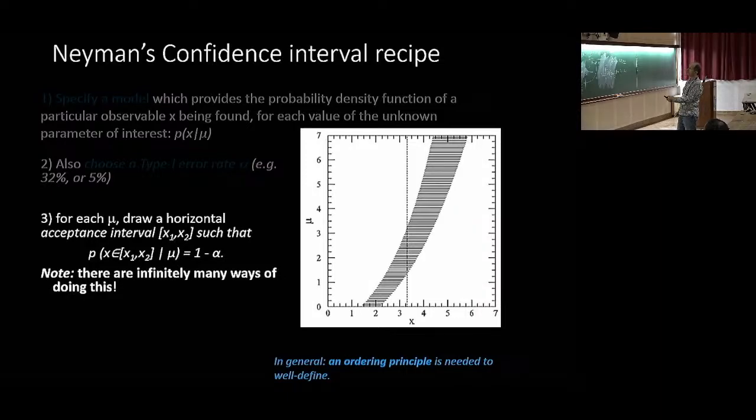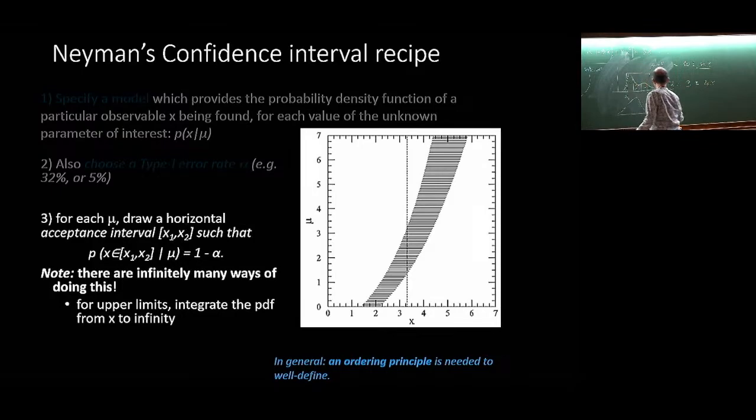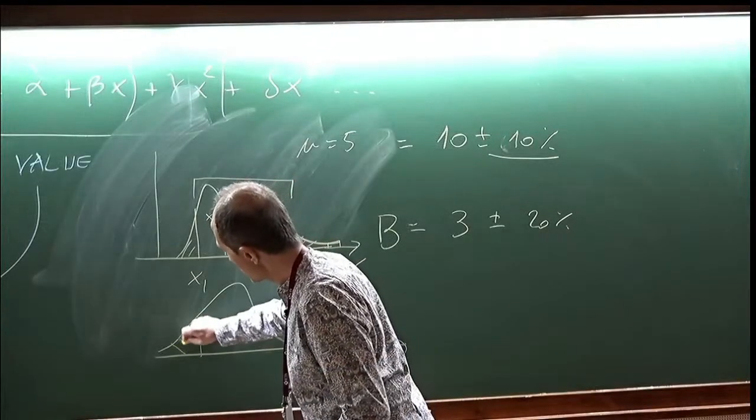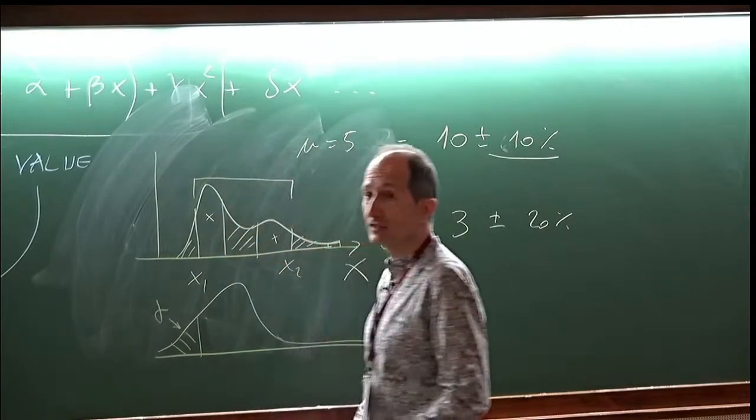But for every mu, if I take mu equals 5, for instance, there is a well-defined interval x1 to x2 that covers the region between 3.5 and 4.8 or something, for instance. So for each mu, you can draw this horizontal interval. But the problem is that there are infinitely many ways to derive these intervals, and so we need a prescription, an ordering rule. And the ordering rule for extracting upper limits, we'll see how that works. We need to integrate the PDF from x to infinity. So if you have a PDF and you want upper limits, you need to put all the 5% that is your type 1 error rate probability on the left.